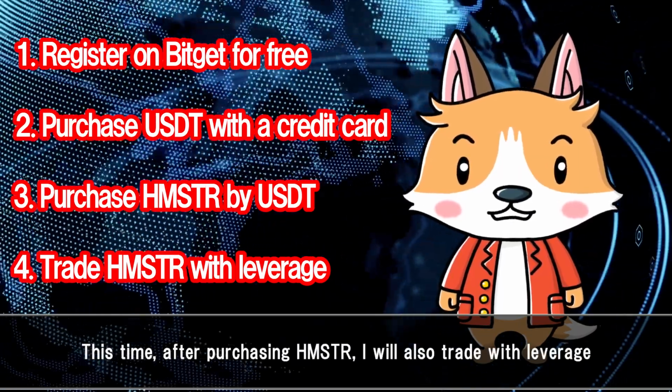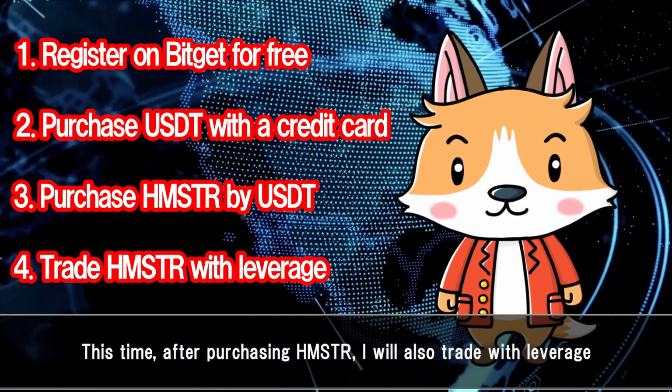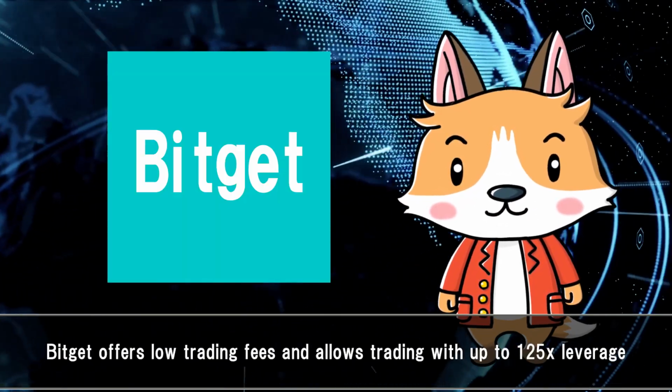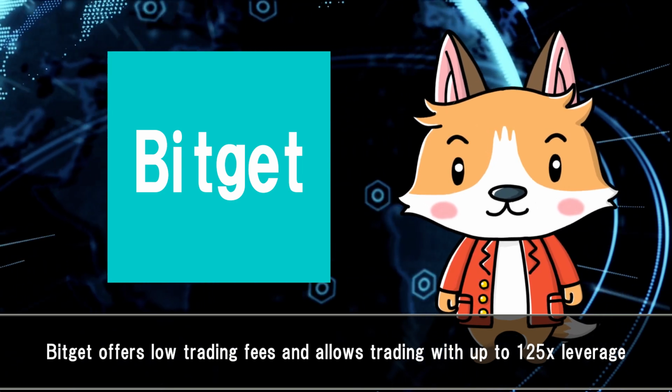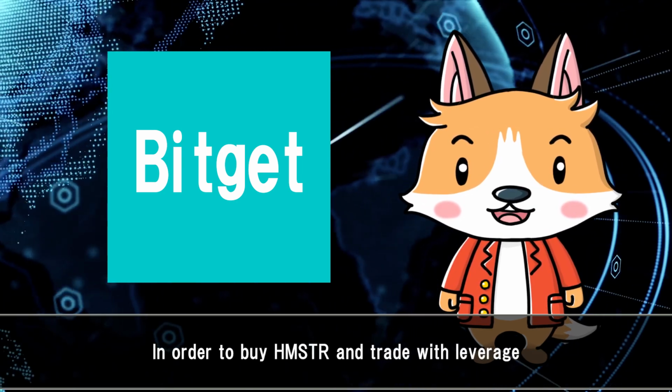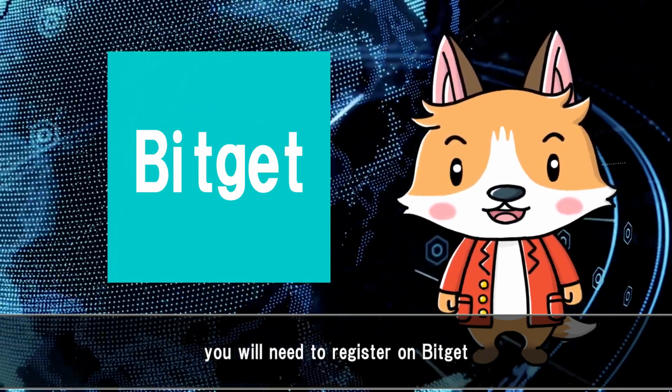This time, after purchasing hamster, I will also trade with leverage. Bitget offers low trading fees and allows trading with up to 125x leverage. In order to buy hamster and trade with leverage, you will need to register on Bitget.